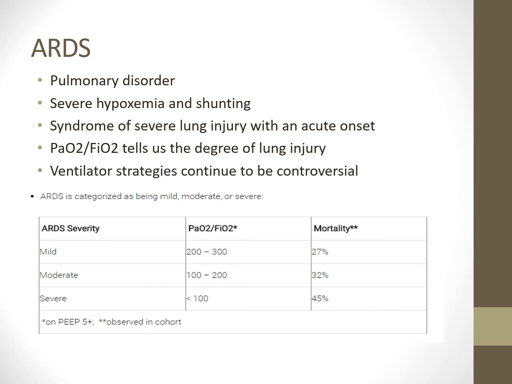So basically, if you have a PF ratio between 200 and 300, that is considered mild, with a 27% mortality. If you go down from 100 to 200 on your PF ratio, then your mortality bumps up to 32%, and it is considered severe if it's less than 100, with a mortality of 45%.